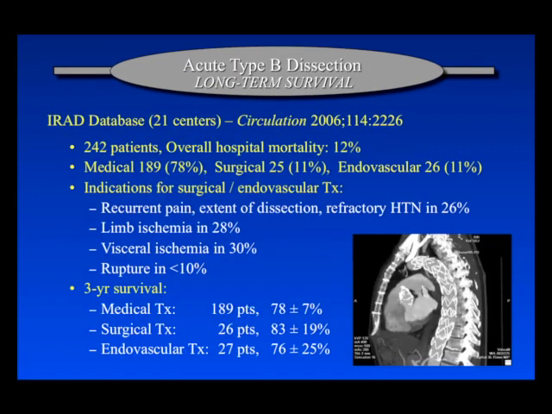Looking at the IRAD database in 2006, there were 242 patients with an overall hospital mortality rate of 12% for acute type B dissection. Medical therapy was the most common approach undertaken. The indications for surgical therapy or endovascular therapy included recurrent pain, extent of the dissection, refractory hypertension, limb ischemia, visceral ischemia, or rupture. 3-year survival was similar when medical therapy, surgical therapy, and endovascular therapy were compared. This is important to remember, however, that the surgical and endovascular group essentially was a sicker group than the medical therapy group initially.